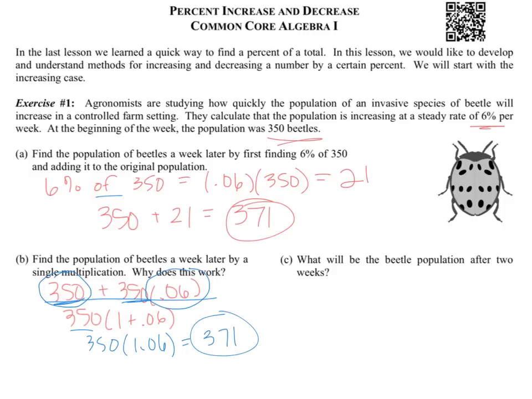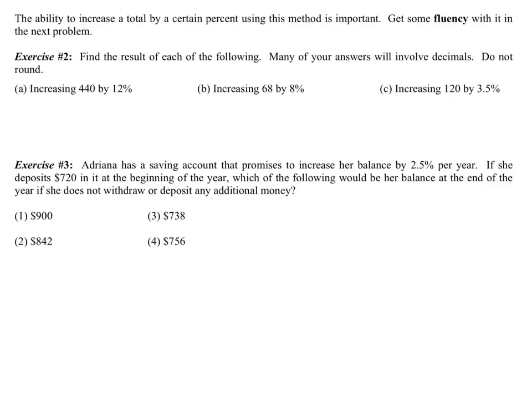So what will the beetle population after 2 weeks be? Well, we take after 1 week and multiply it by 1.06, and we find 393.26. But you cannot have 0.26 of a beetle. So it rounds to about 393 beetles. So the ability to increase a total by a certain percent using this method is important. Get some fluency with it in the next problem.